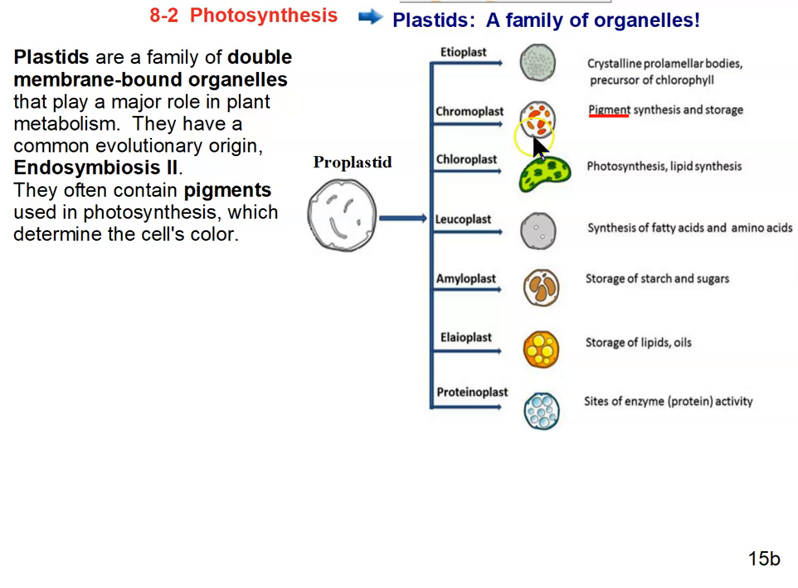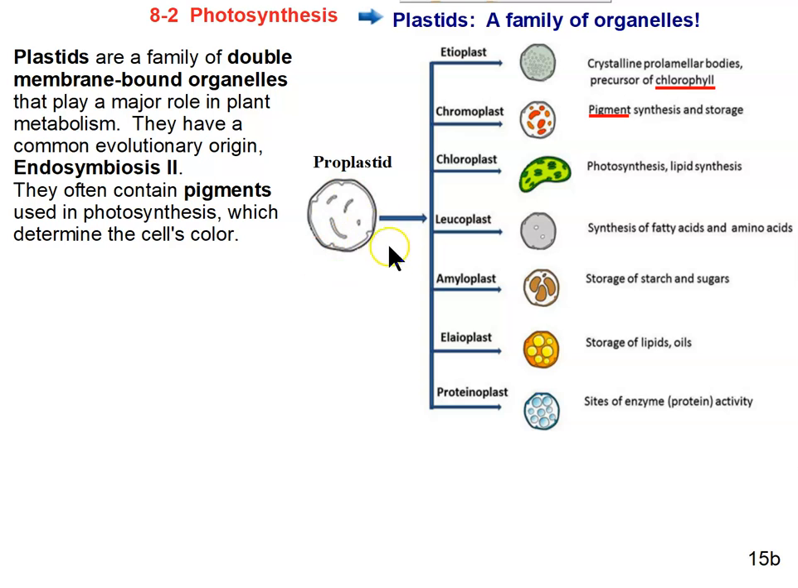So notice that in the diagram here, we're looking at a number of different kinds of plastids that carry out a number of different functions. And this one makes and stores pigment. And there's chlorophyll, the pigment that we find in chloroplasts. So this organelle, or this plastid, is actually specialized to synthesize chlorophyll that's then going to be transferred to the chloroplast. So you'll notice the diagram kind of looks like a phylogenetic tree.